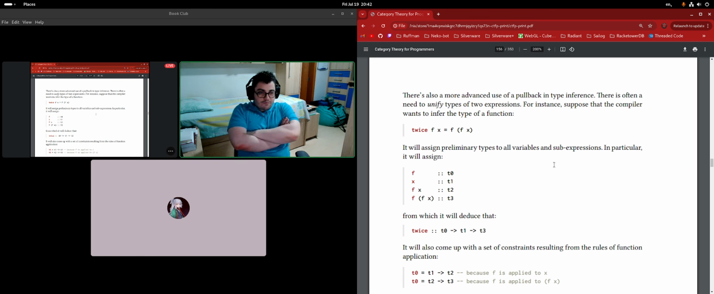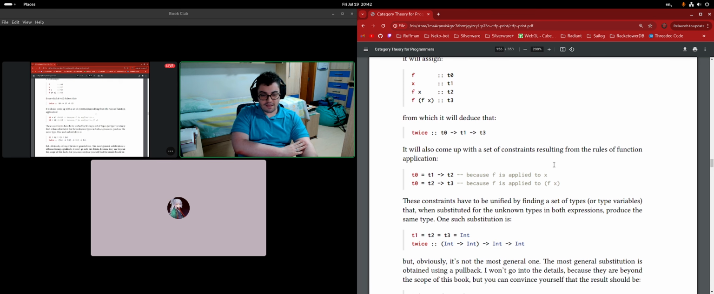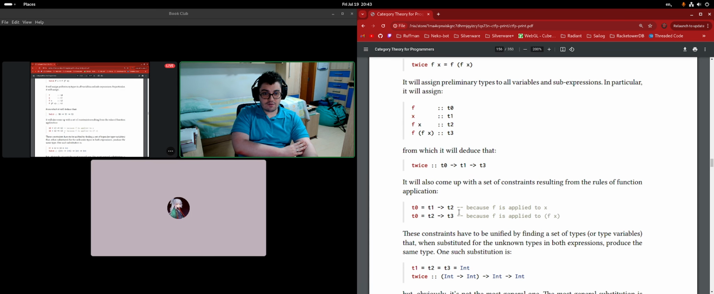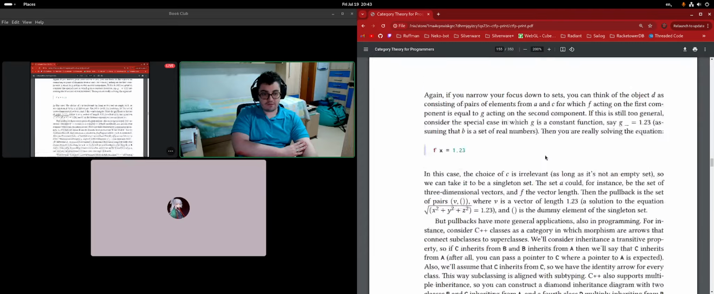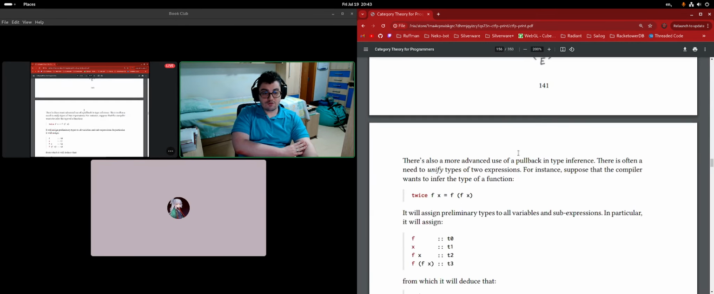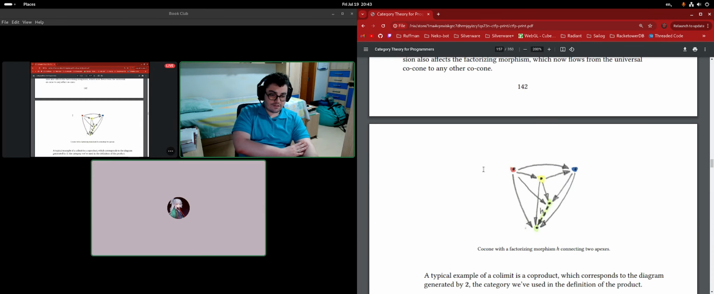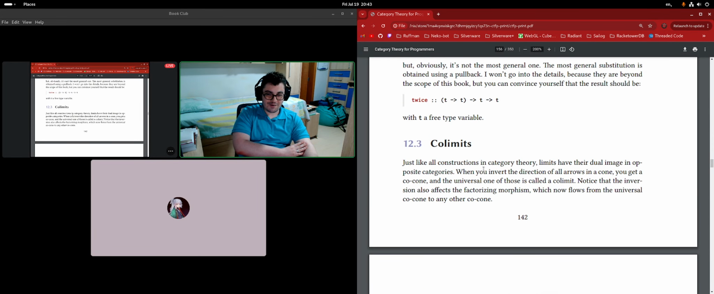Then we have the example of pullback in the sense of type inference for unifying types of two expressions. There are many algorithms to do this, and he is very clever to not describe them because that would be 100% beyond the scope. But you can look at this diagram up here and use it to understand how this type inference works, right?